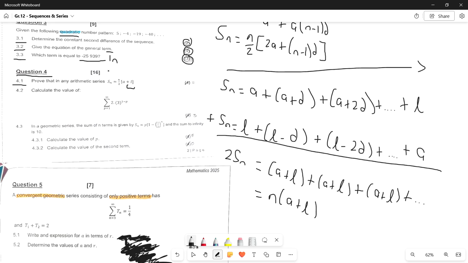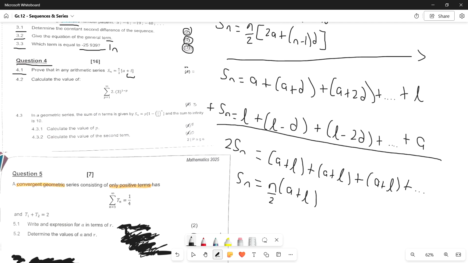And that's very close to this final answer over here, but we're just missing our 2 on this side, and the 2 on this side comes from this side, because if we divide by 2 over there, we divide by 2 over there, and we're left with Sn equals n over 2 multiplied by a plus l. And that is our final answer for 4 marks, proving this arithmetic series.